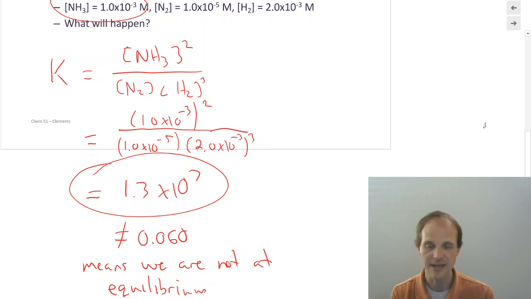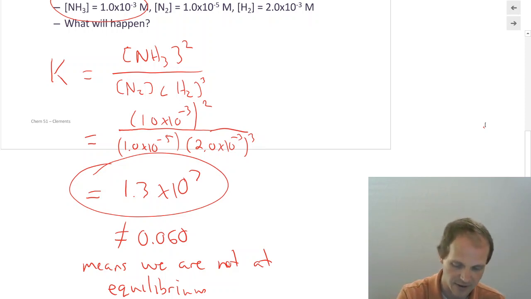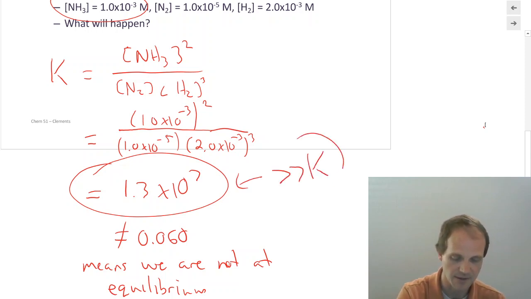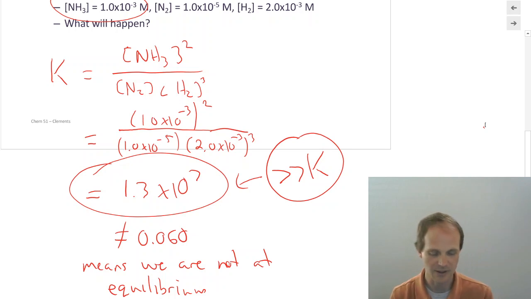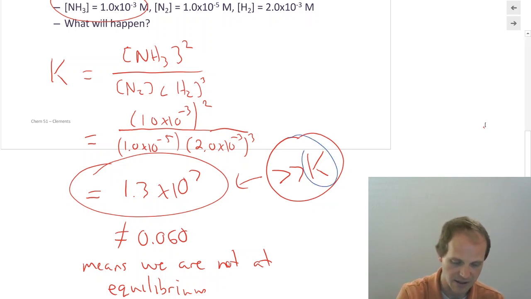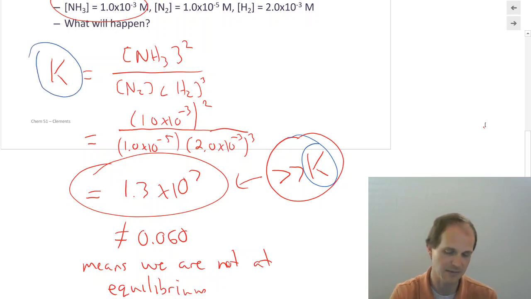Even more so, we can actually predict which way the reaction is going to go. We found that this value was much, much larger than our actual K value. But now we're getting a little confused because I've got a K over here, and I've got a K over here. And am I talking about that K value or this K value? And it gets a little confusing.